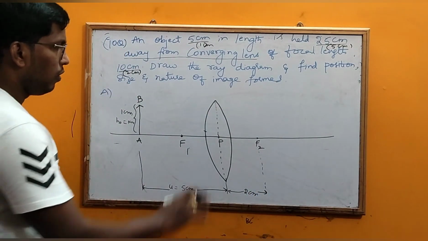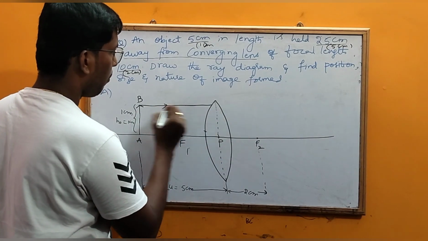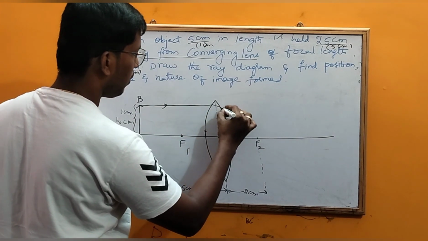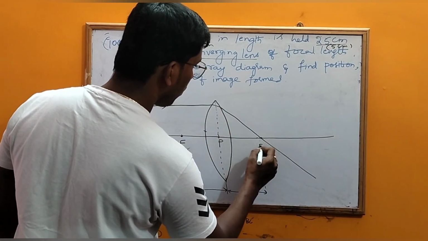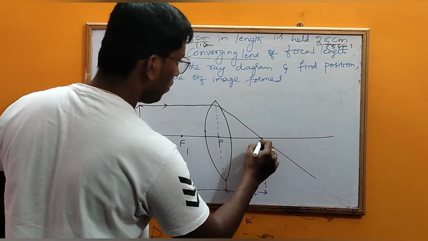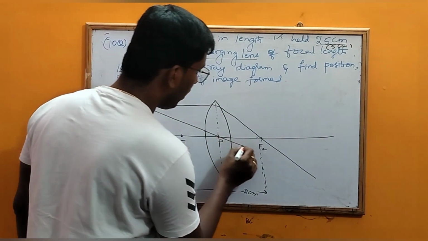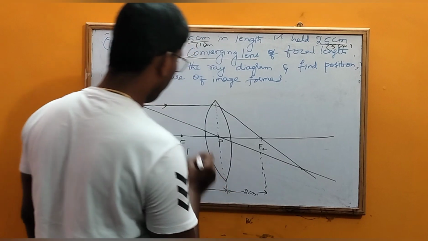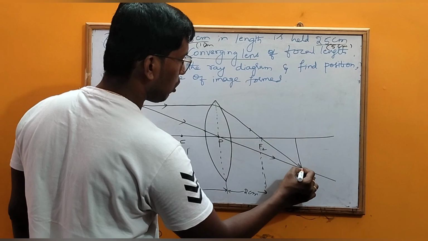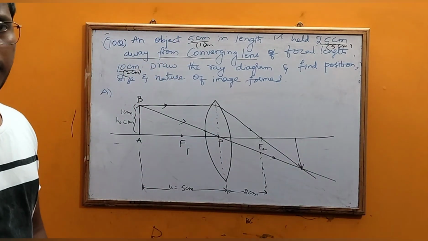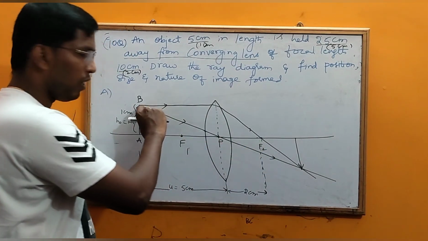Clear? Now, to get the image with the converging lens, I will take one light ray parallel. So what happens? It will pass through the focus point f2. Up to here it is 2 centimeter. Another light ray. Okay, here you are getting the image. If you measure the length here, it is 1 centimeter, na?